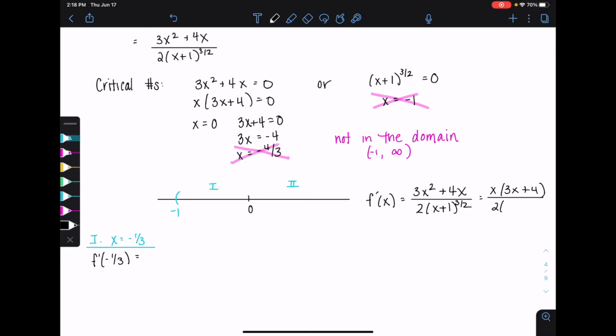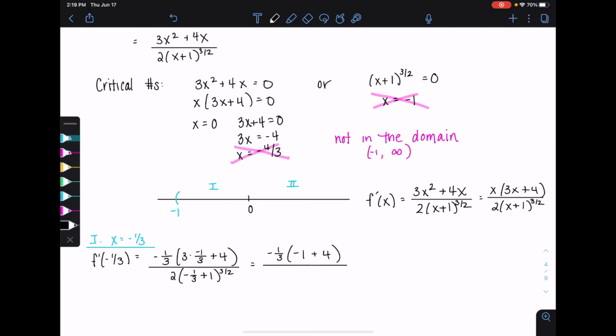Because by plugging in -1/3, it's going to cancel with that 3 in the second component nicely. So we get x, 3 times -1/3 plus 4 divided by 2, -1/3 plus 1 to the 3/2 in the bottom. So that's -1/3 times -1 plus 4 in the numerator, and then 2 times 2/3 to the 3/2 in the denominator.